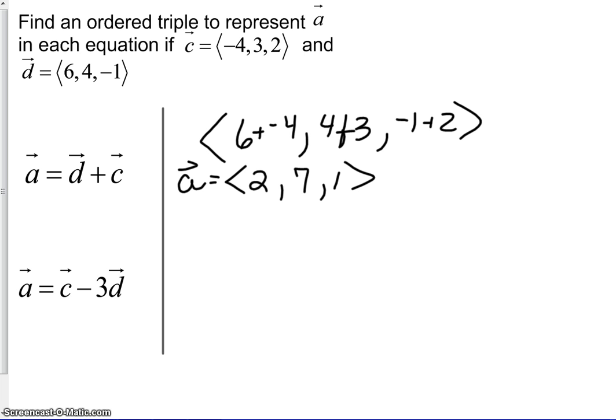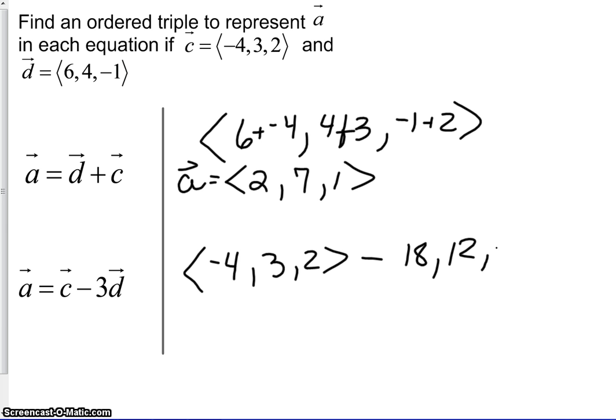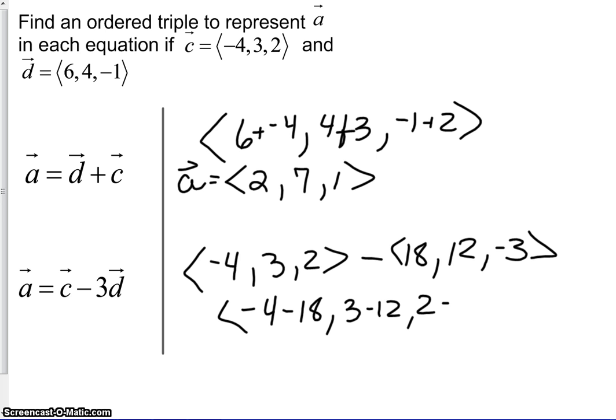For this one, C minus 3D, first I think it would be helpful to write down C here, and to calculate what is 3D. So 3 times the 6 would be 18, 3 times the 4 is 12, 3 times the negative 1 is negative 3. Then we can go ahead and subtract. Negative 4 minus 18, 3 minus 12, and 2 minus a negative 3.